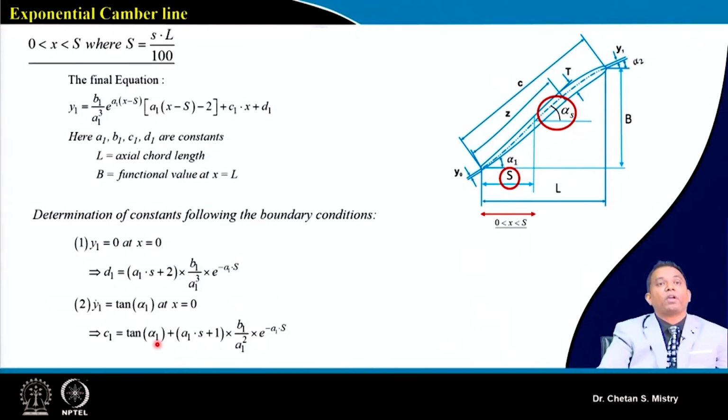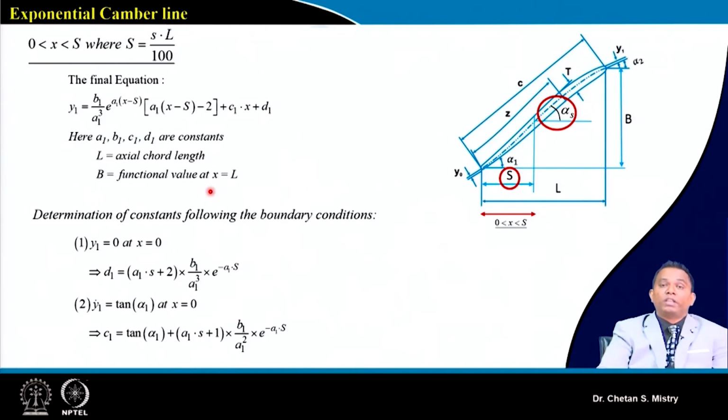Okay. Now suppose we consider the location from my leading edge to some inflation point, this equation we can write as y1. We will be having some constants a1, b1, c1 and d1, and L, as we have discussed, is the axial chord, and this is a function of x equal to L.